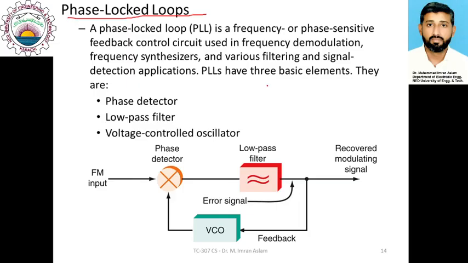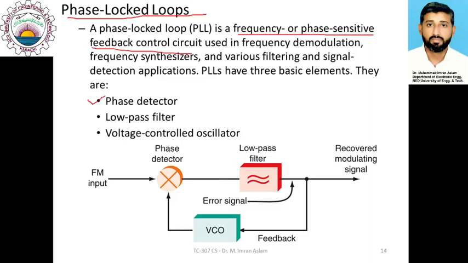So this is not a specific circuit for frequency demodulation, rather it has an application in a variety of different areas. So what is the phase locked loop? Actually, this is a phase sensitive feedback loop which generates the frequency and phase in accordance with some incoming signal. So actually it has three different components.